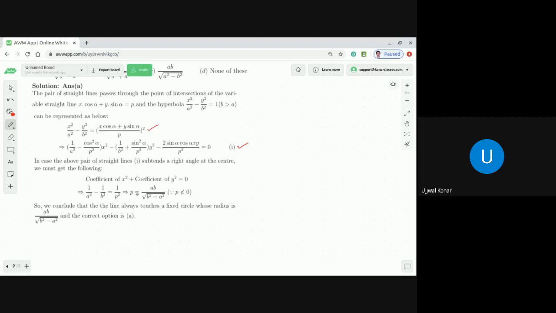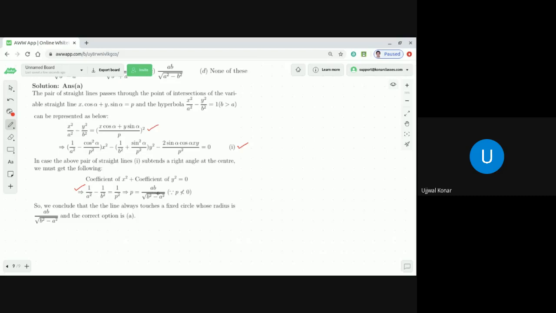alpha plus cos square alpha, which is 1. We simplify and we get that 1 by a square minus 1 by b square equal to 1 by p square. So p is equal to ab by square root of b square minus a square. Since p cannot be negative, we only consider the positive value of p.